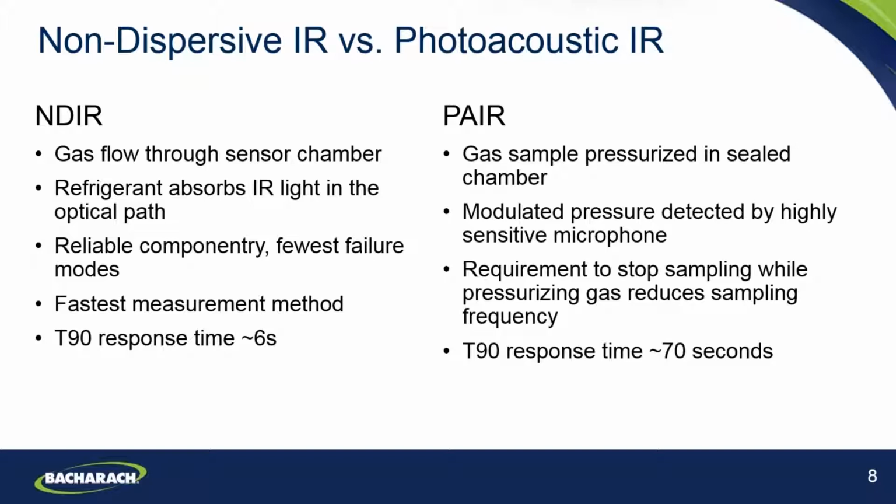Photoacoustic infrared sensors can also be used. Within these, the gas sample actually gets pressurized within a sealed chamber, and the pressure is modulated and detected by a highly sensitive microphone within the sensor. What that does mean is there's a requirement to stop sampling while the pressurizing gas is within the chamber, and that reduces the sampling frequency. So you typically get a T90 response time there of around 70 seconds. So non-dispersive infrared can stand up as the quickest and most effective measurement method.